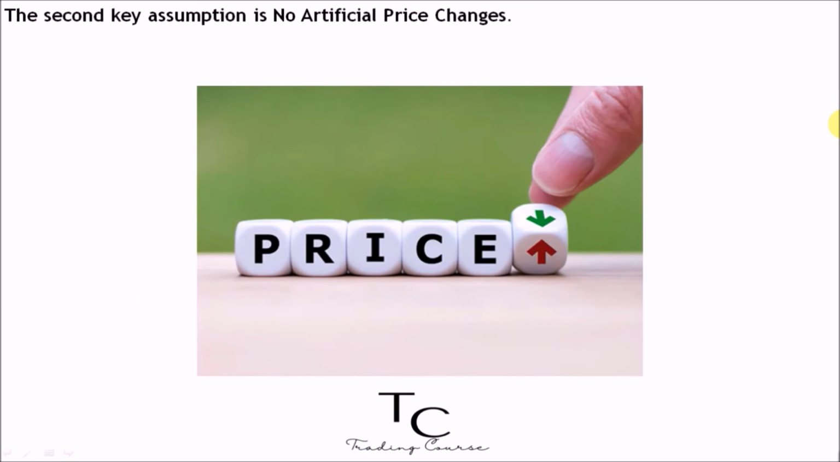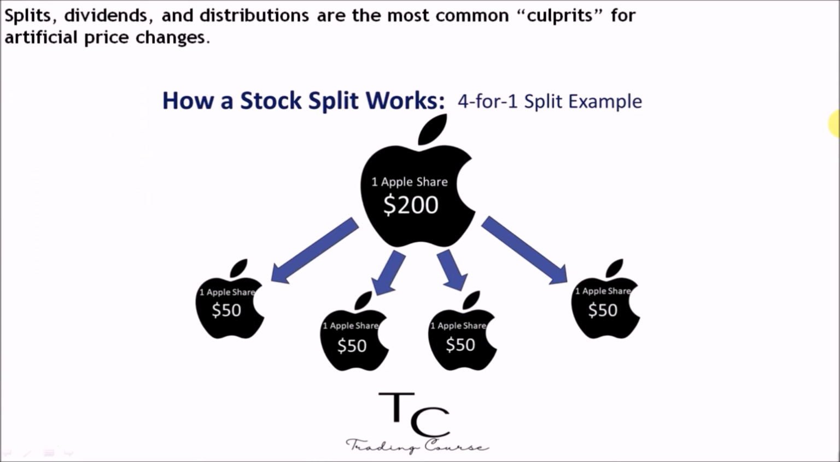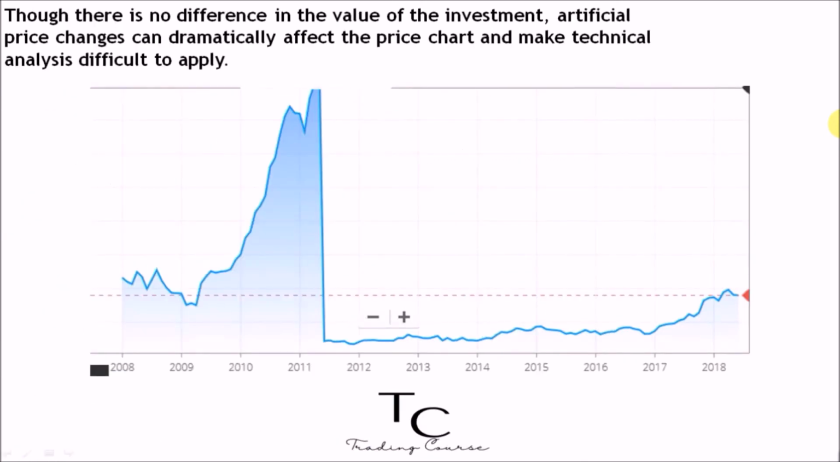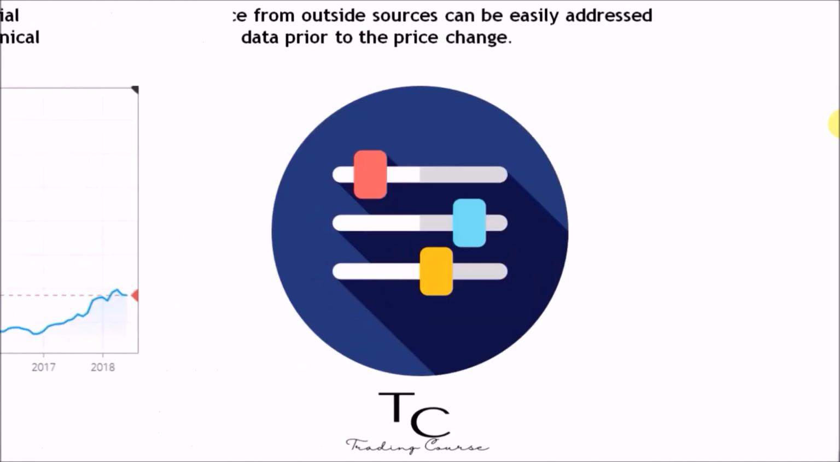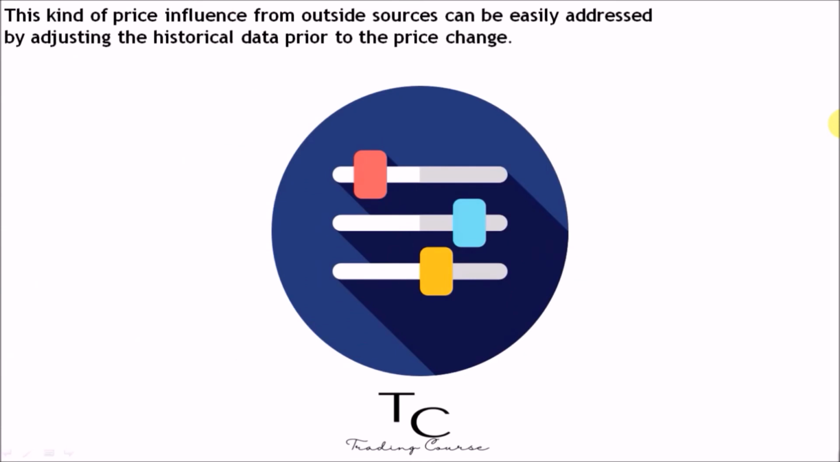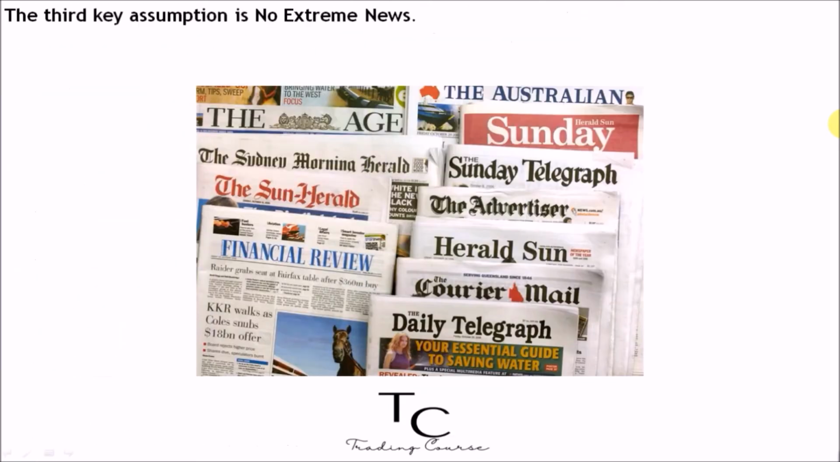The second key assumption is no artificial price changes. Splits, dividends, and distributions are the most common culprits for artificial price changes. Though there is no difference in the value of the investment, artificial price changes can dramatically affect the price chart and make technical analysis difficult to apply. This kind of price influence from outside sources can be easily addressed by adjusting the historical data prior to the price change.